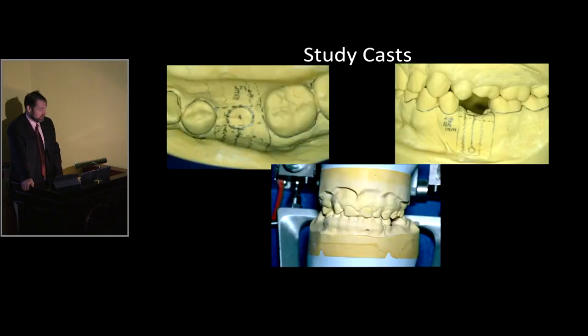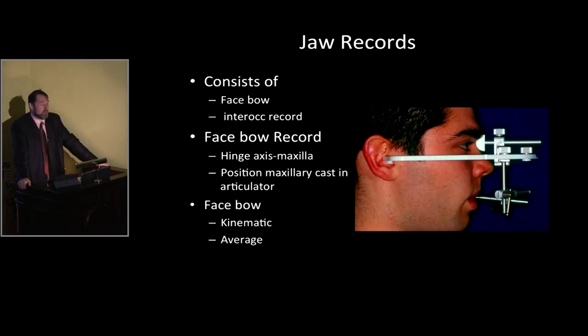Other special tests to consider are the making of study casts. And study casts can give us much more detail than we can see just intraorally, but the greatest diagnostic yield can be harvested if the casts are mounted. Therefore, you should be aware of what jaw records are needed to place a cast or a set of dental casts in an articulator. We need a facebow record and an interocclusal record.